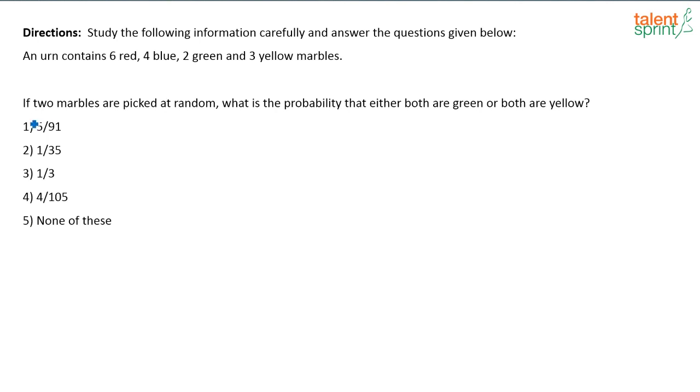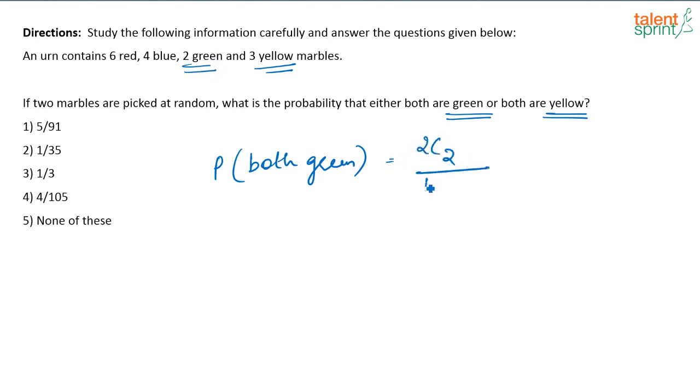Okay, so let us solve it. What is given here? If two marbles are picked at random, what is the probability that either both are green or both are yellow? So how many green are there? 2 green are there, 3 yellow are there. So the probability that both are green: out of these 2 green, I am selecting 2 green, right? So my favorable cases are 2C2, divided by the total number of cases, 15C2.